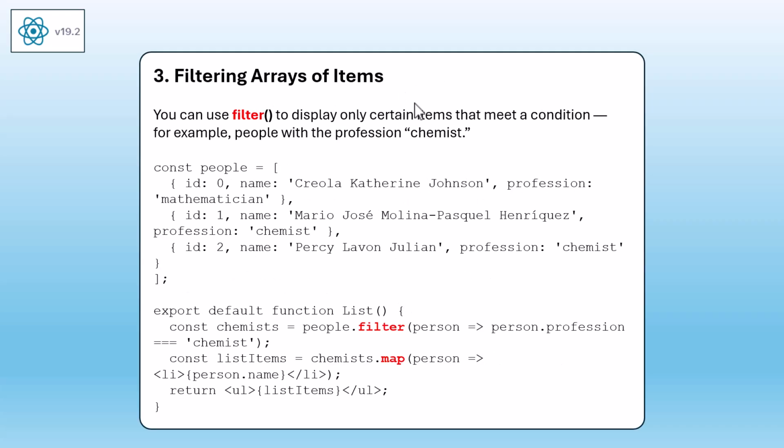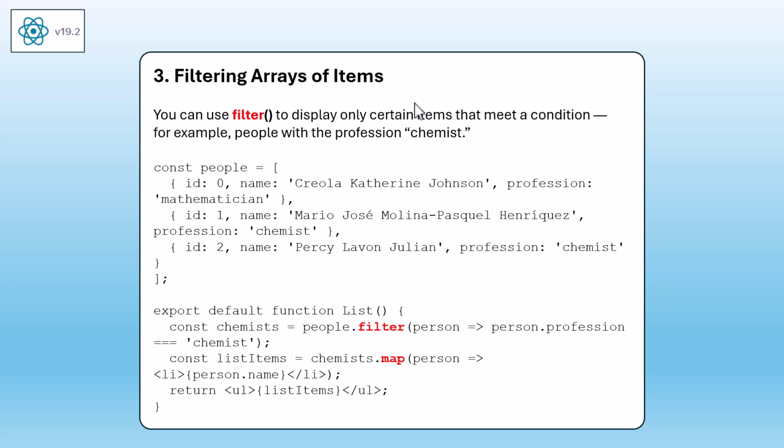3. Filtering arrays of items. We can structure the data even further by using objects. Suppose now that each person in the list has more structured information, for instance, an identifier, a name, and a profession. If you want to display only people with a specific profession, such as chemist, you can use the filter method. The filter method takes an array and applies a test function to every item. That function returns true for the elements you want to keep and false for the ones you want to exclude. The result is a new array that only contains the items that passed the test.